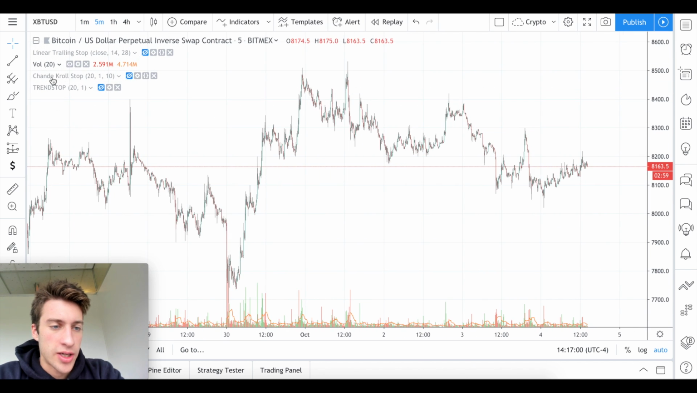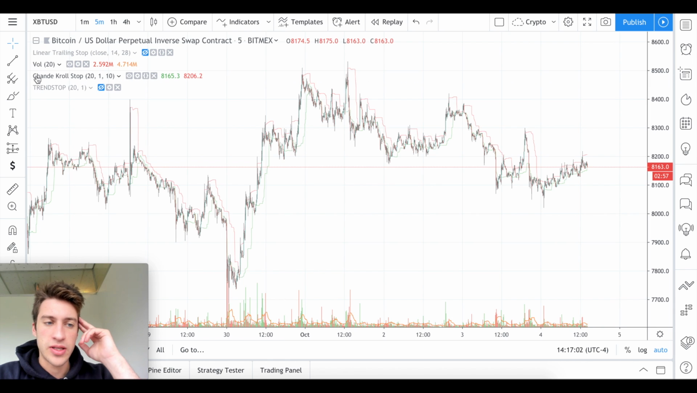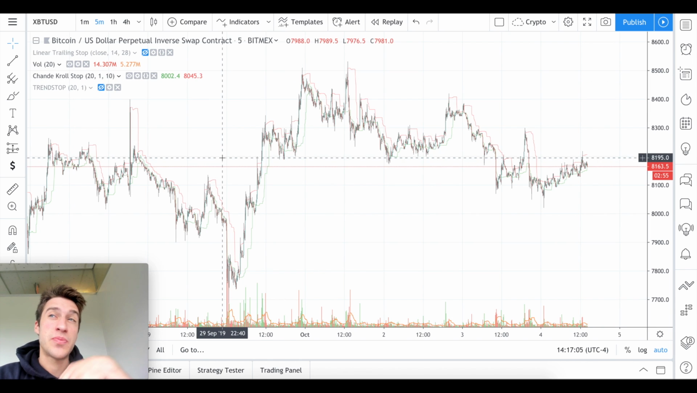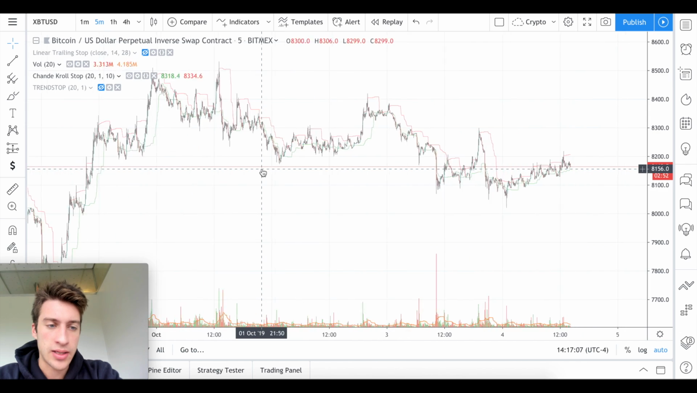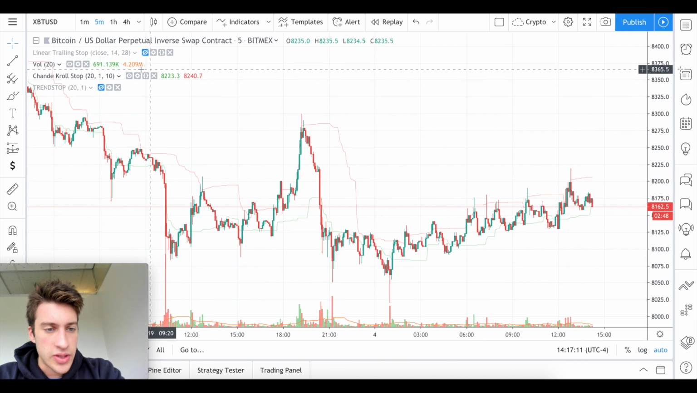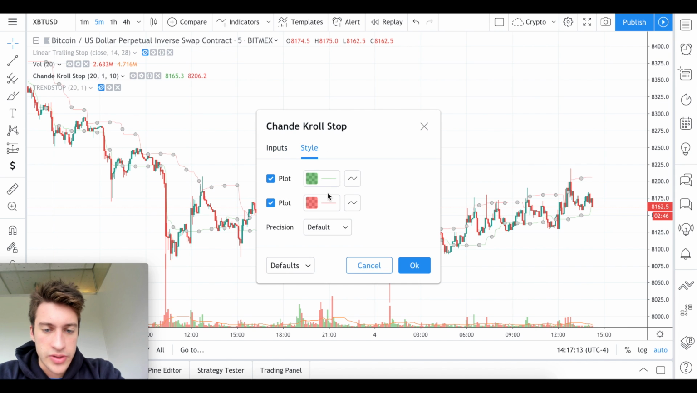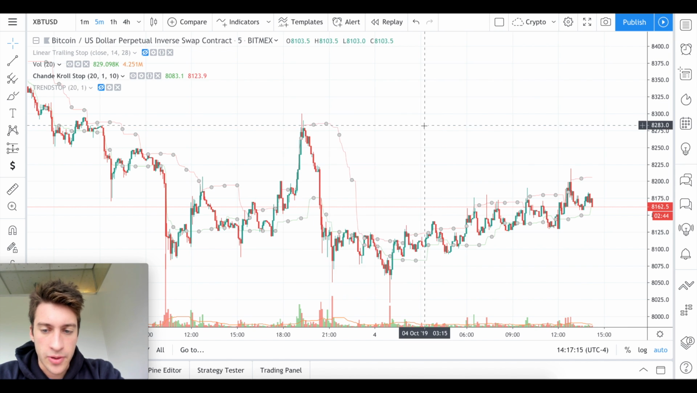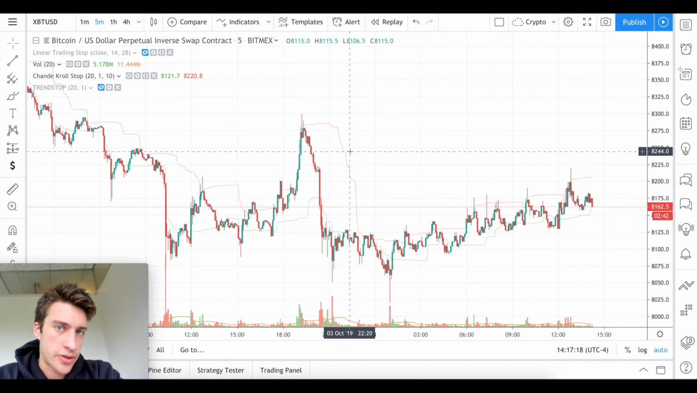Now we're going to look at the Chand Kroll stop. You can go look up what this means, the Chand Kroll stop. It's based on directional movement. And let's go zoom in and take a look. So you can see here, let me just go to style, and you can see for the different kinds of stop losses, green for long stop losses and red for short stop losses.